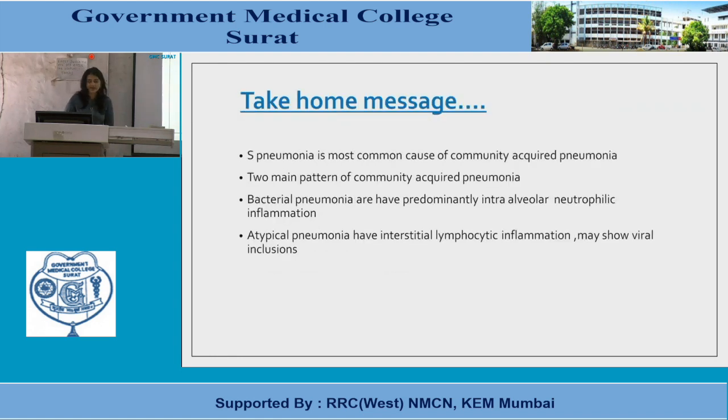So I am concluding my lecture. Streptococcal pneumonia is the most common cause of community-acquired pneumonia, and there are two main gross morphological patterns of community-acquired pneumonia. One is lobar pneumonia in which the lobe is involved. Another is bronchopneumonia with lobular, patchy involvement. Lobar pneumonia occurs in adult patients and bronchopneumonia is seen at the extremes of age, like in pediatric and old age patients.